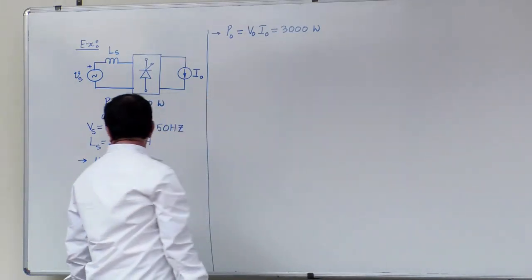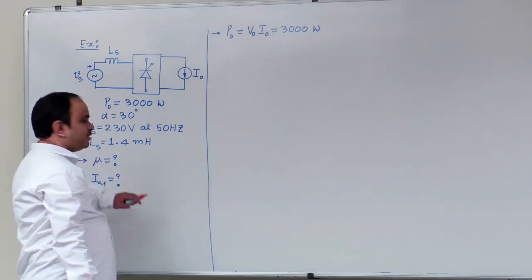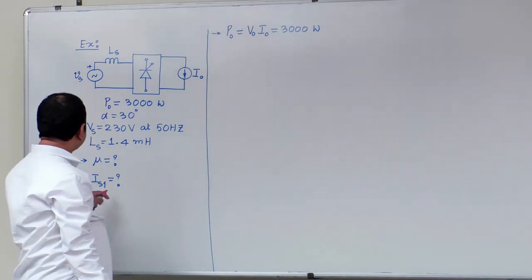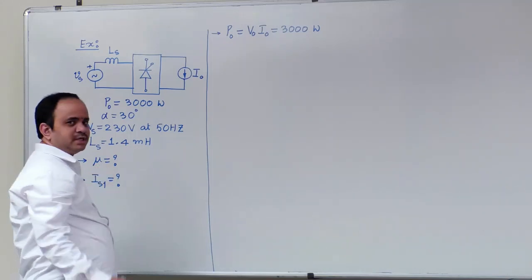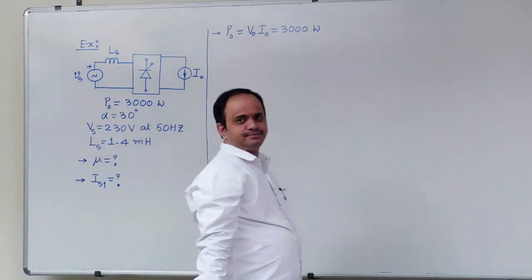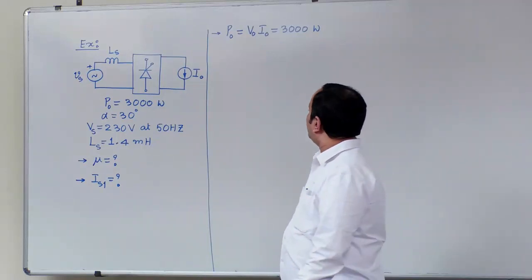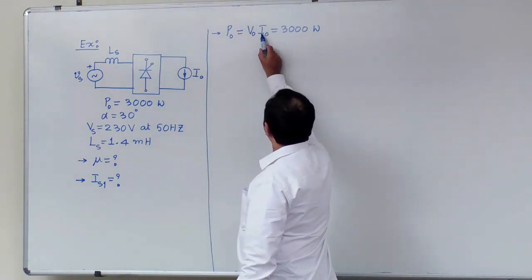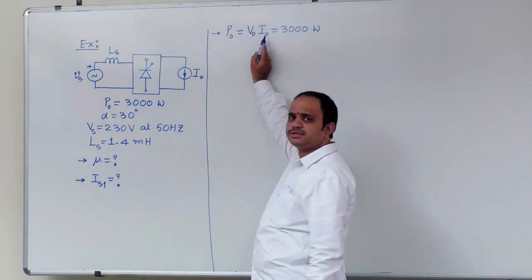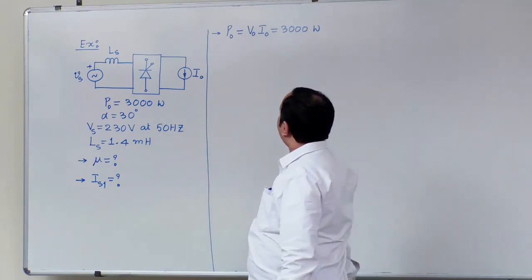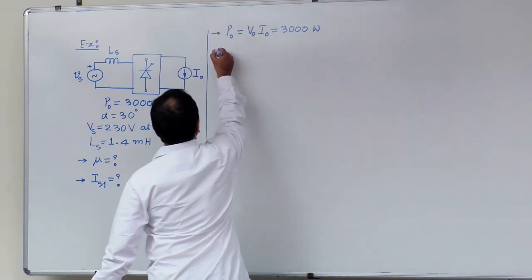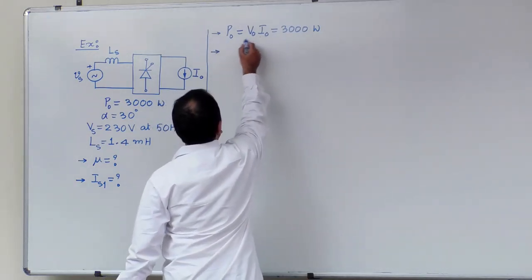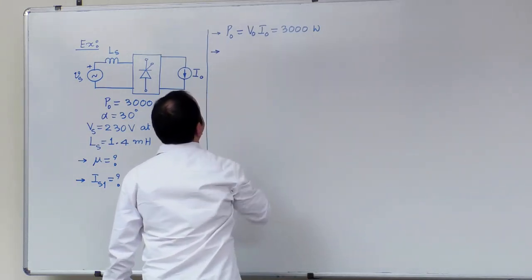And one more thing, what is the IS1 value and what is mu? If you look at these two values, they need the I0 value. So from this I can say I0 is equal to 3000 divided by V0, right? But V0 we don't know. So if you write down the expression for V0, how can you rearrange this term?